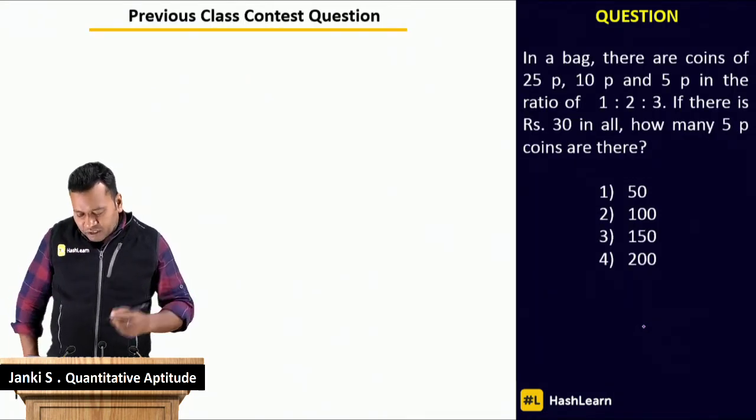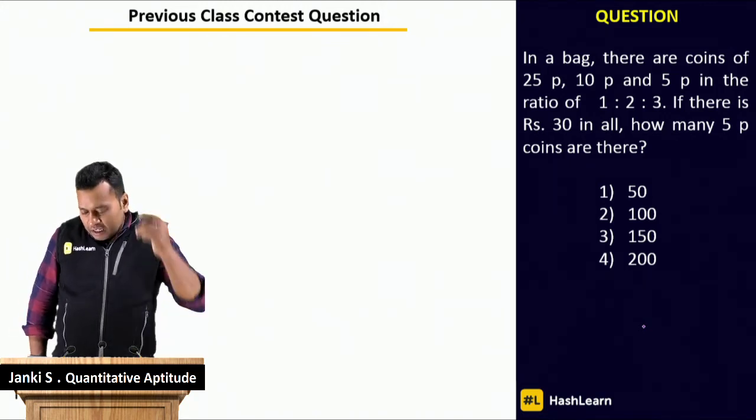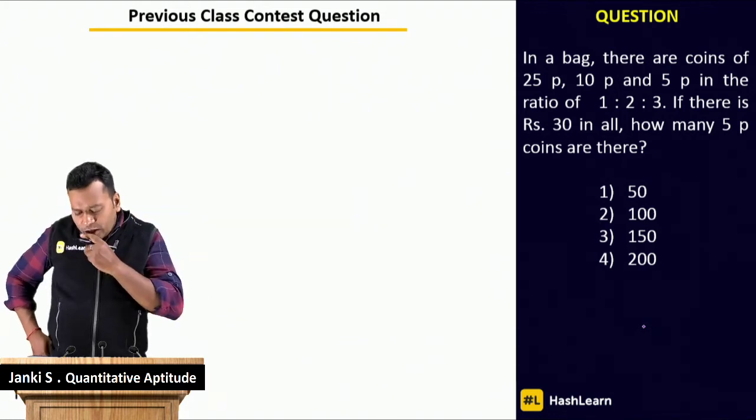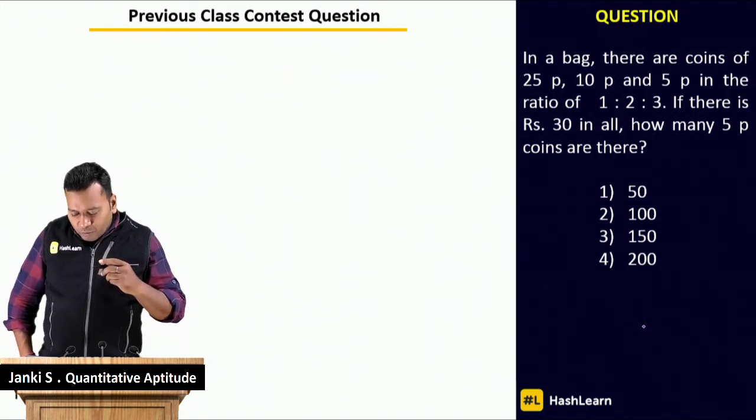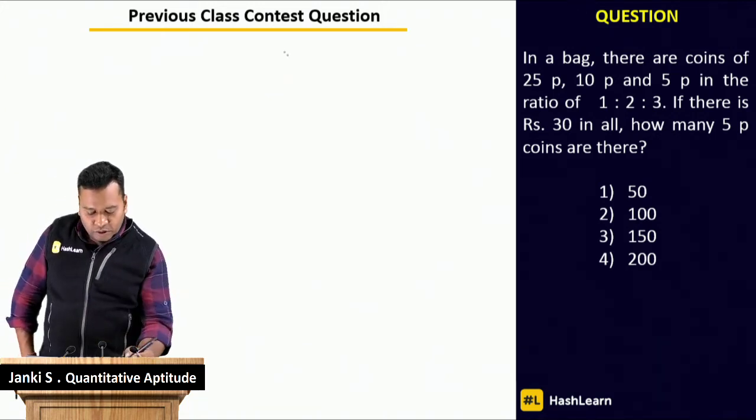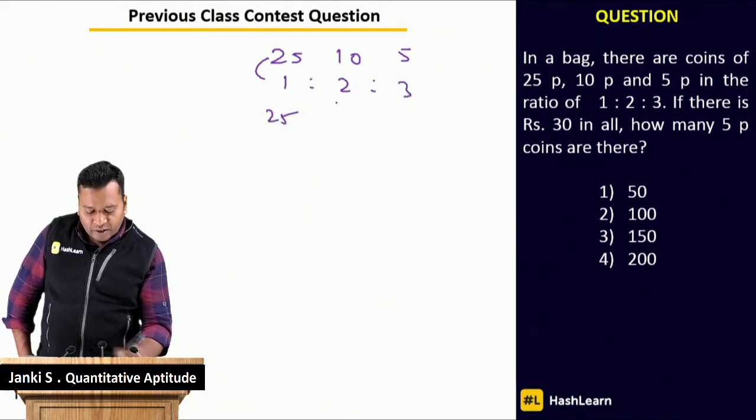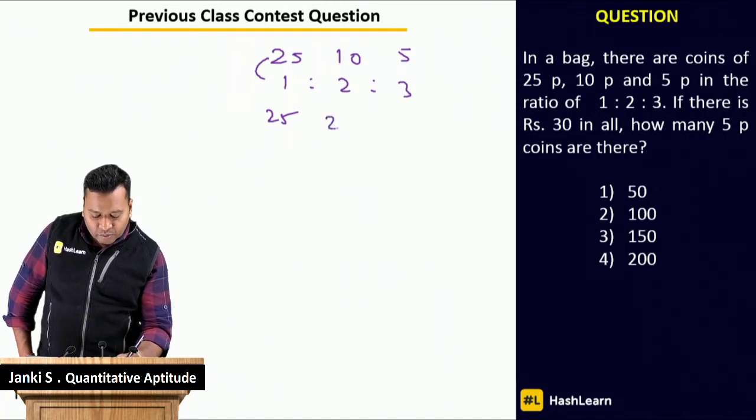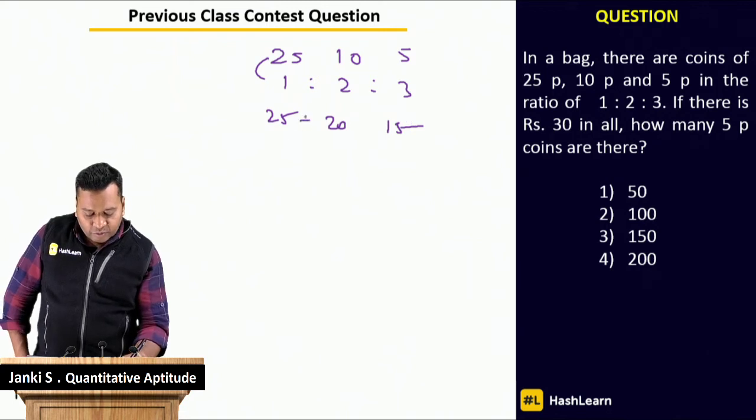Right? So, previous class question, no winner. Let's check. In a bag there are coins of 25 paisa, 10 paisa and 5 paisa in the ratio 1:2:3. If there are rupees 30, then how many 5 paisa coins are there? Suppose 25 paisa, 10 paisa and 5 paisa are in the ratio 1:2:3. Let's say one coin of 25 paisa, that means 25 paisa is there. Two coins of 10 paisa, that means 20 paisa is there. And this is 15 paisa. If I'm talking about the value, I have altogether 60 paisa available.